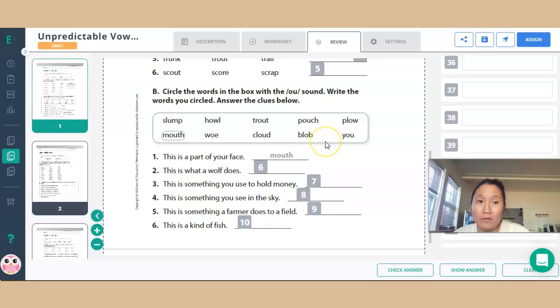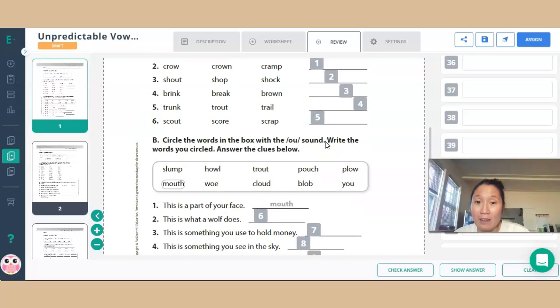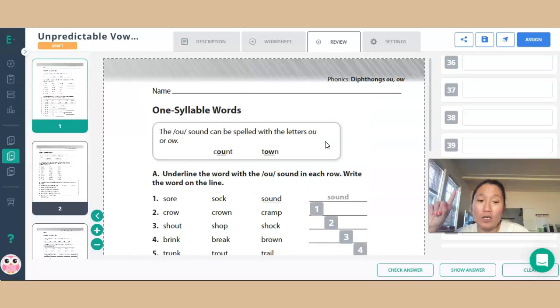Answer those questions. If you have any questions or concerns, let me know. You need to be working on one worksheet a day, 1 to 2 worksheets a day to get through that. So do the worksheets, then do the games. Questions, concerns, let me know.